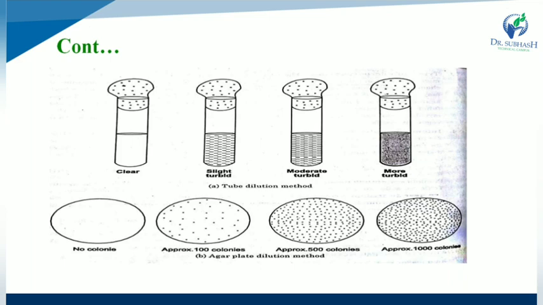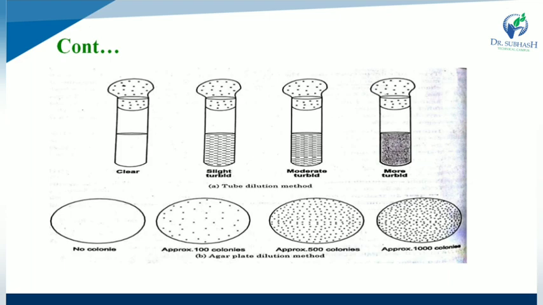The second one is the agar plate dilution method. In the agar plate dilution method, chemical agents are incorporated into solid agar and microorganisms are added. If no colonies are formed, that means no growth has occurred.